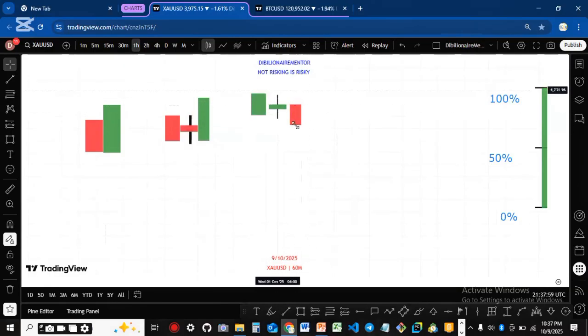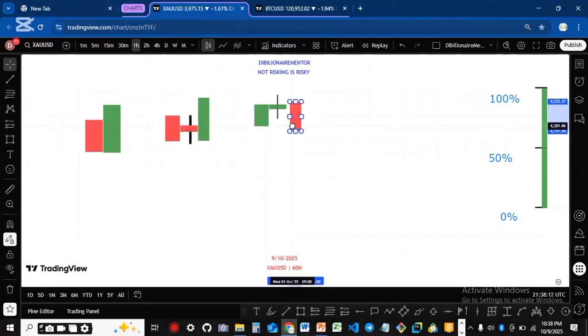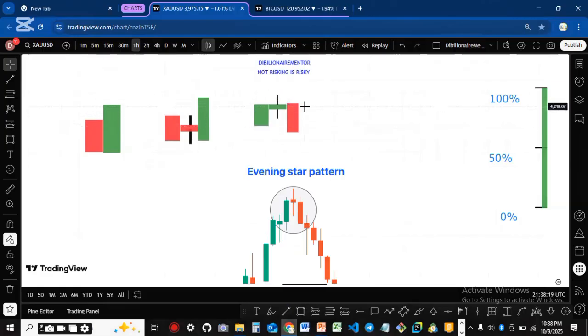All right, so this is what we call the evening star. You can see that we have a green candle here, then an indecision candle, and immediately we have selling pressure that engulfs these two candles. So this is what we call the evening star. It simply suggests selling activity or selling pressure.